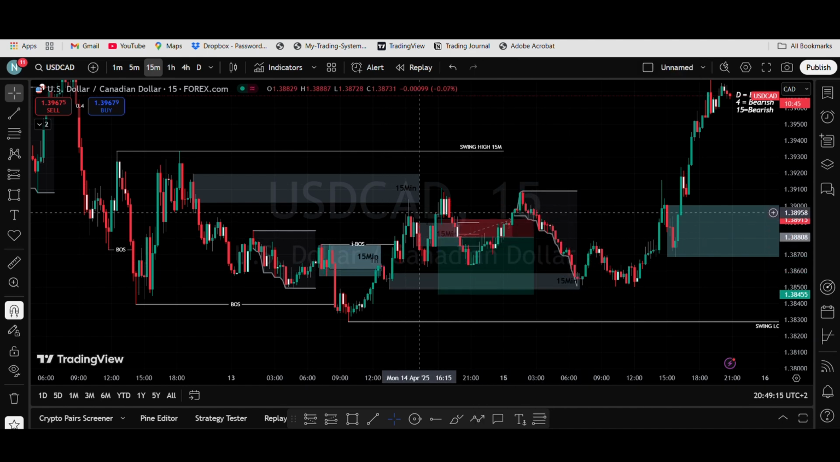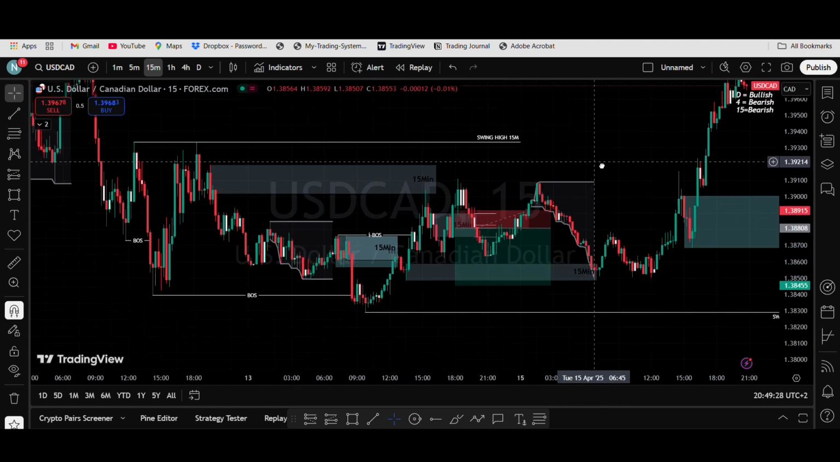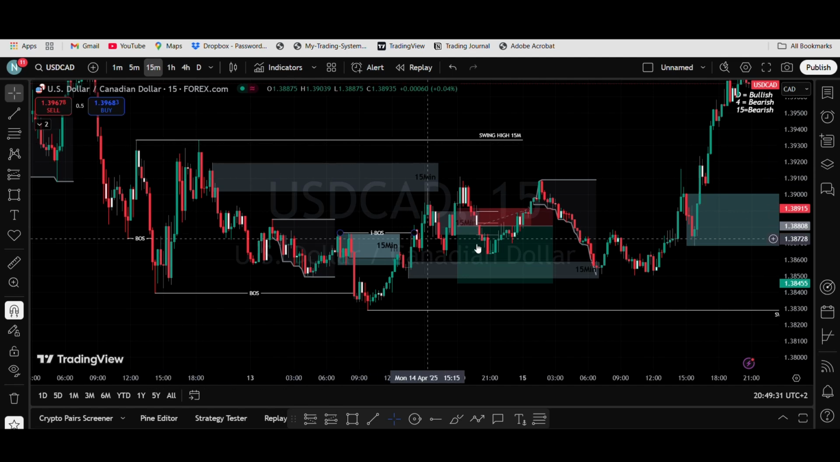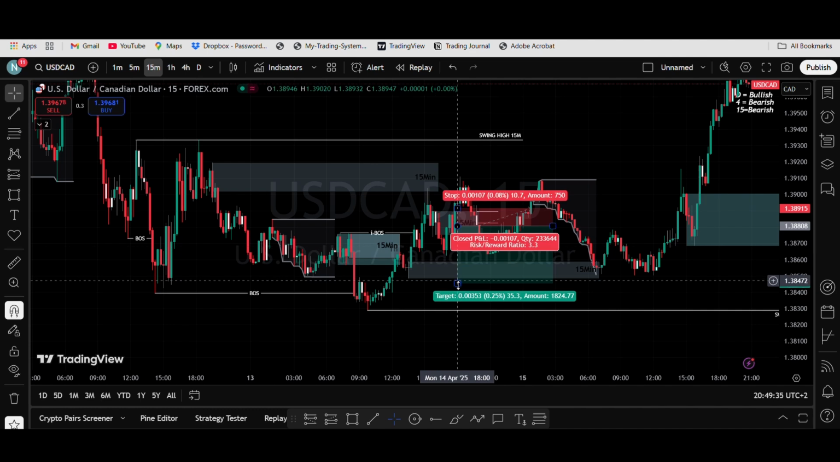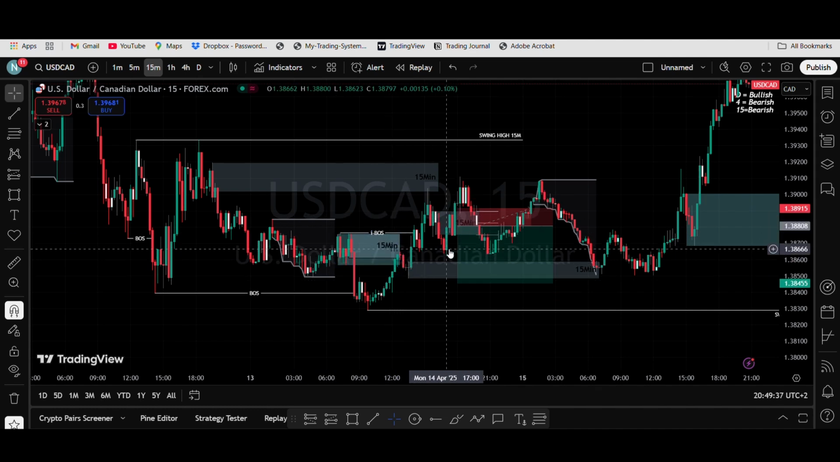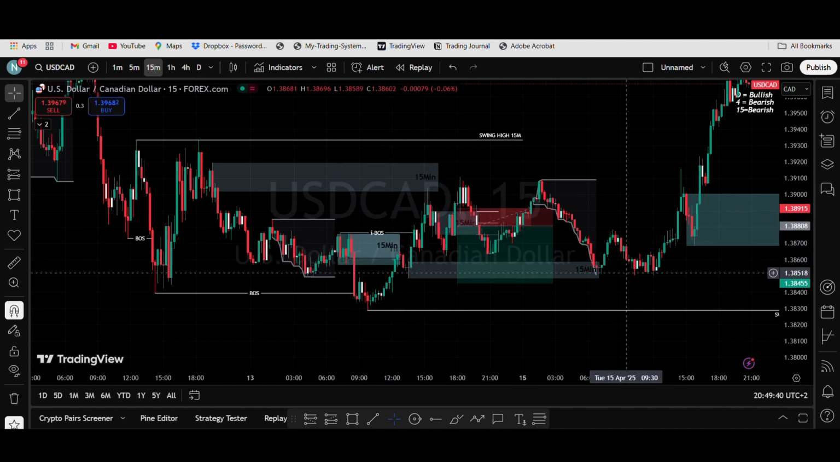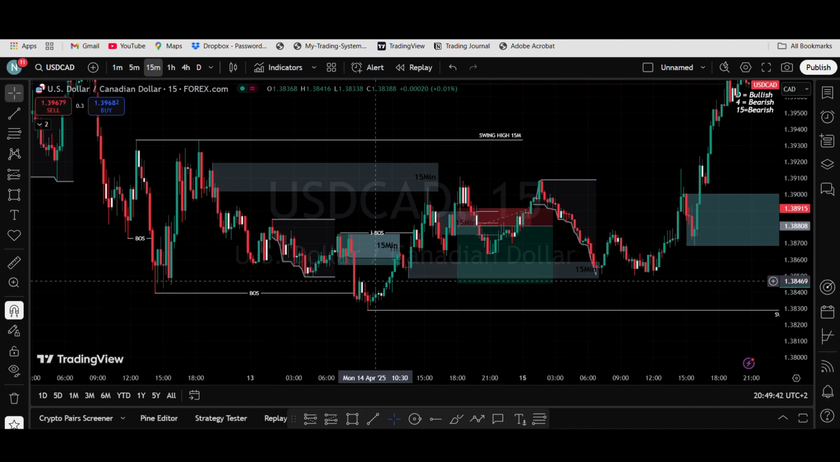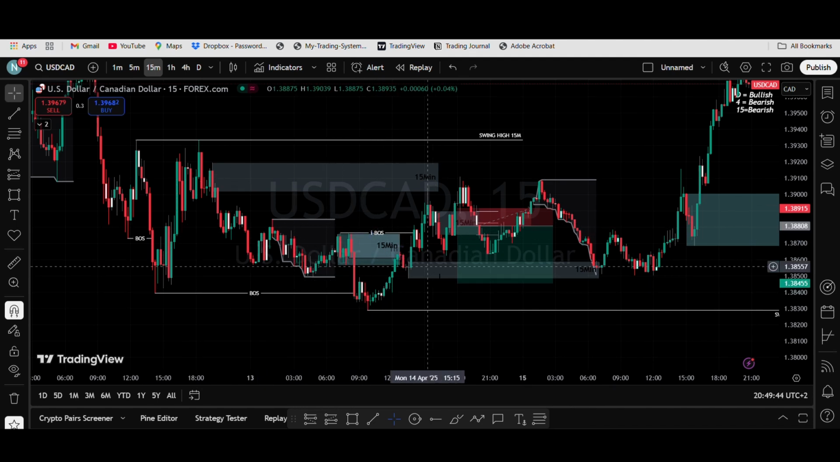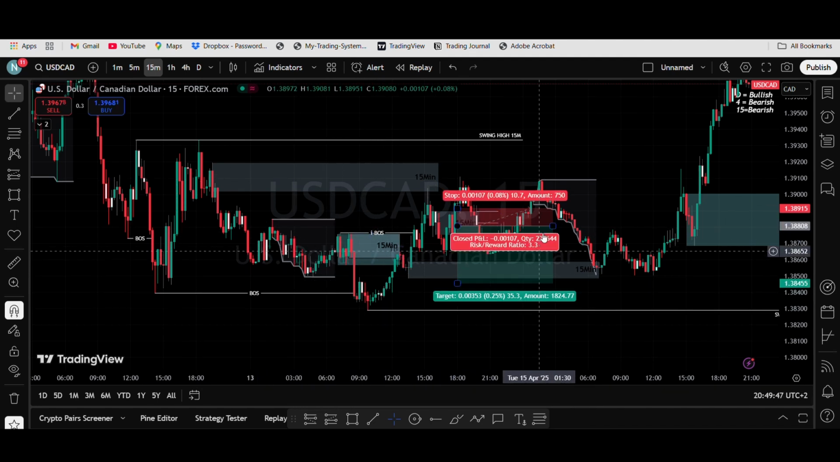So coming into here, we would have had the internal break of structure here, which means internal would have been bullish at this point, right? And then we would have had the swing be bearish. But following the bearish swing is higher probability than following the bullish internal, right? Because swing structure is always stronger than the internal structure.